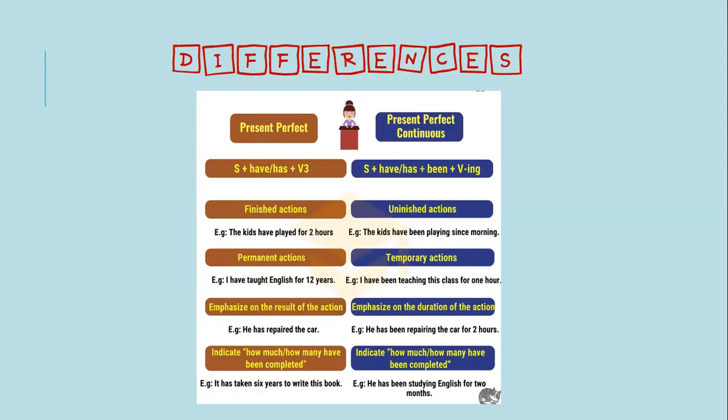And one of the main differences between these is the result of the action. In the simple, we emphasize the results of the actions, and in the progressive, we use it to emphasize the duration of an action.